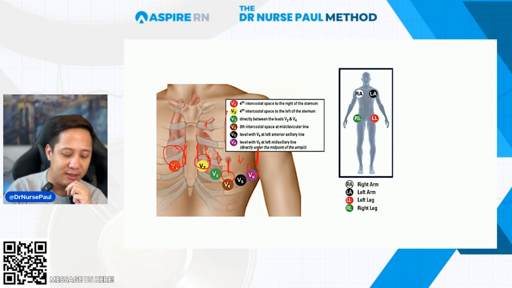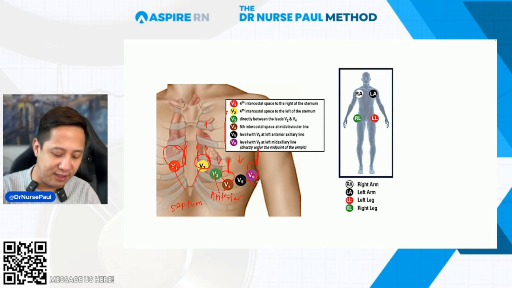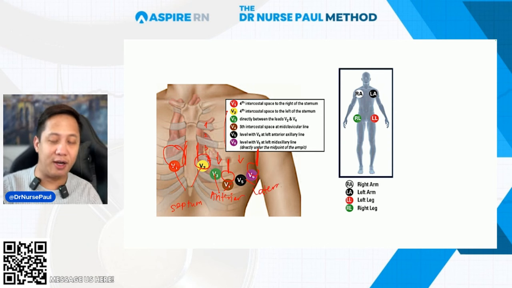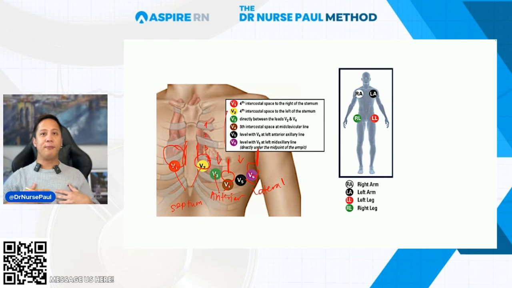Now, what does it look for? V1 and V2 looks at the septum. V3 and V4 looks at the anterior surface of the heart or front portion of the heart. And V5 and V6 looks at the lateral or side portion of the heart. If you put V1 and V2 on my chest, you're looking at the septum of my heart, right? This is important for MI to localize where the heart attack is coming from, so the doctors would know where to put the catheter or the balloon.